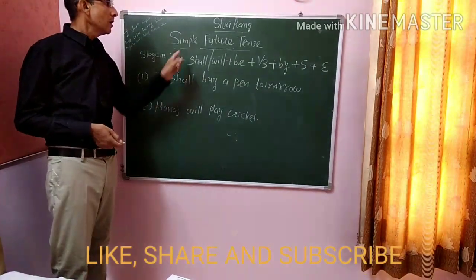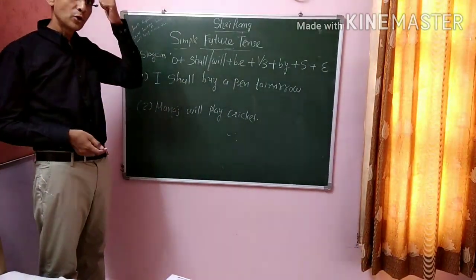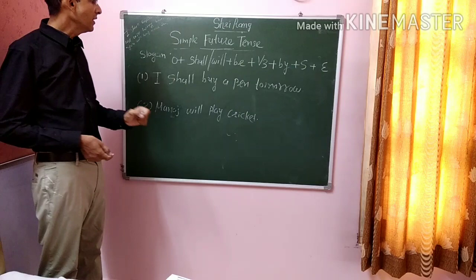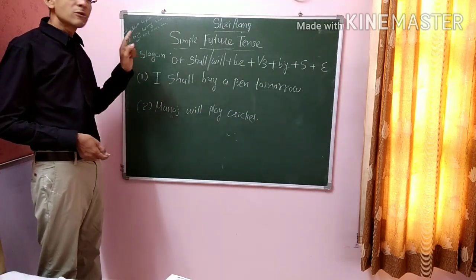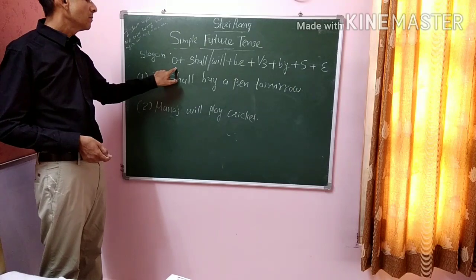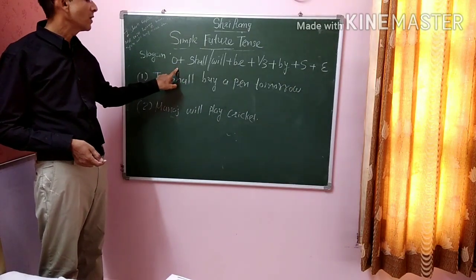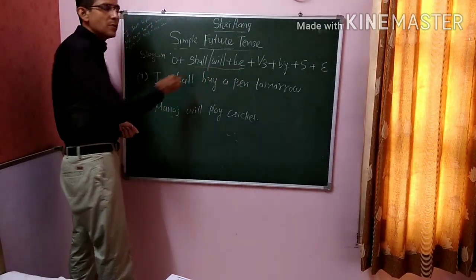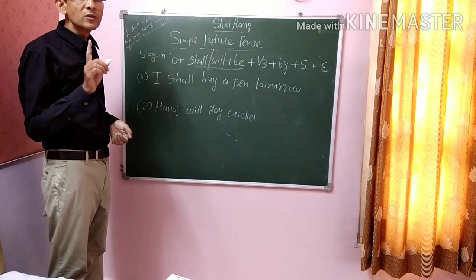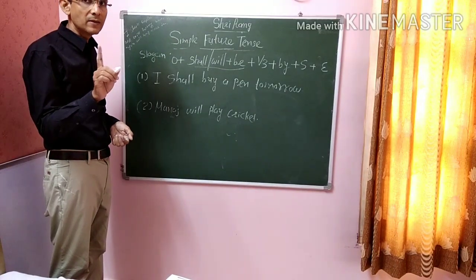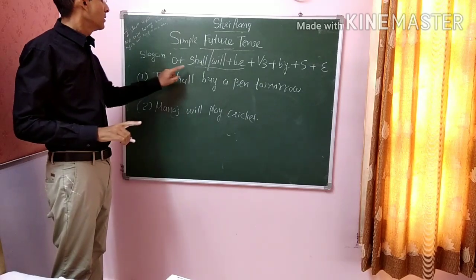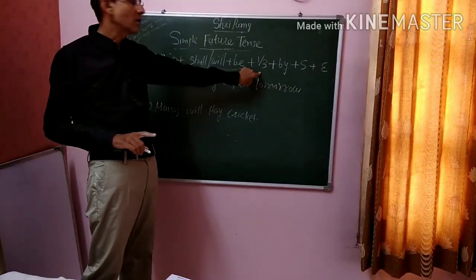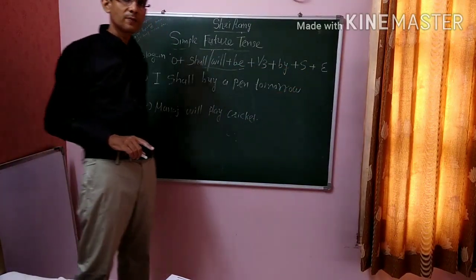Students, now we learn the simple future tense. The system is the same, but only the to be form is changed. The slogan is the same, object, but now instead of is, am, are and was and were, here we use shall and will and be. In simple future tense, we will use shall or will and be. This is the only difference. Object, shall, will, to be verbs third form, by, subject and extra word.